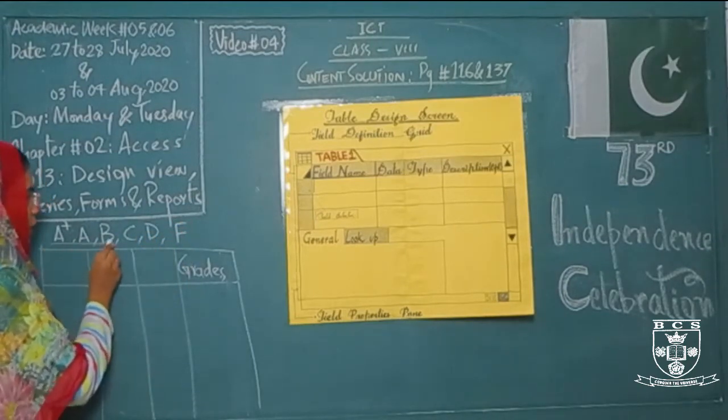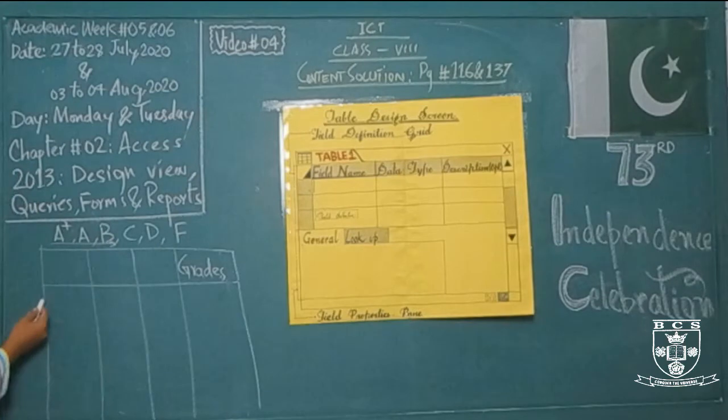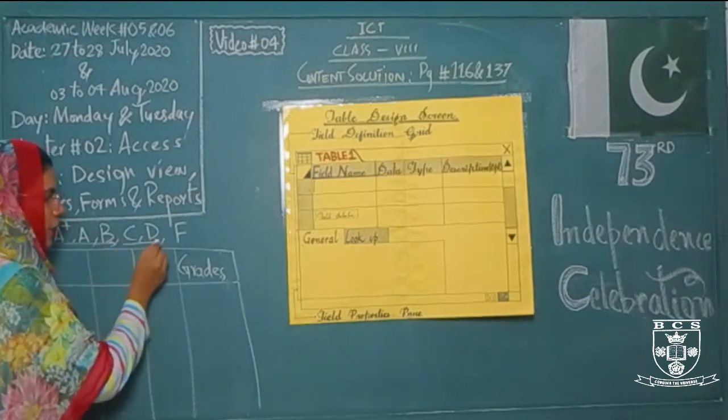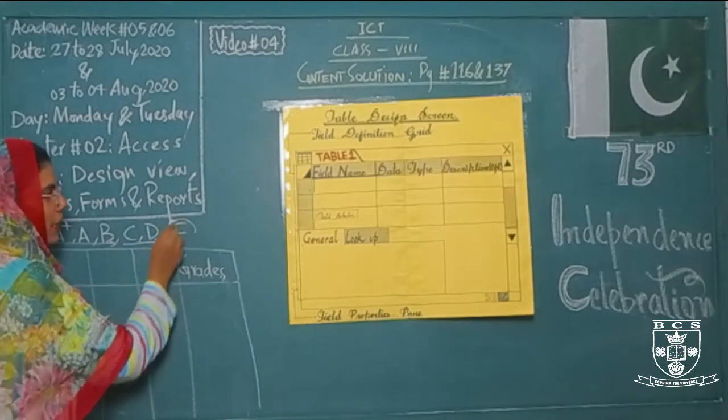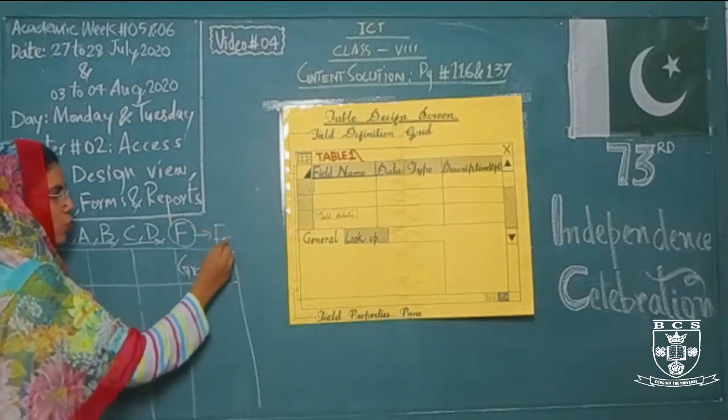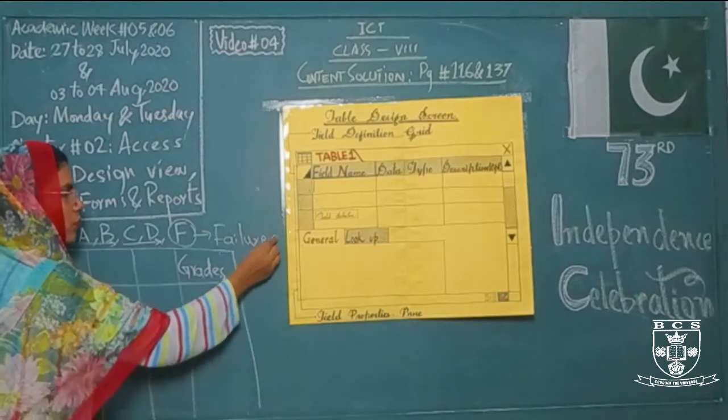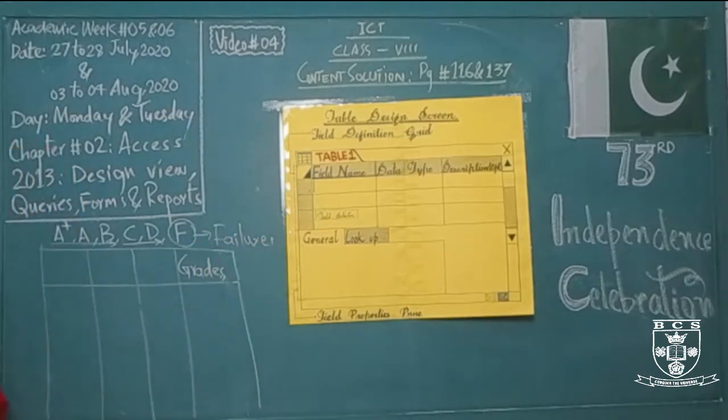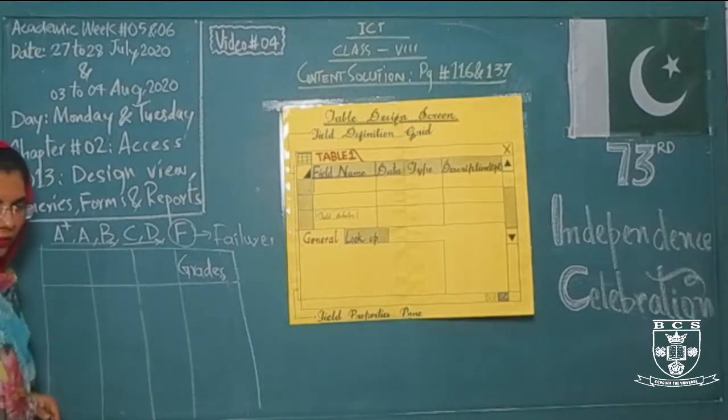All these grades, the starting 3 grades are representing our pass students, these grades representing our promoted students, and this grade F representing our failure students who couldn't clear their examination. So these are the different grades that we have to mention for every record that we are adding over here.